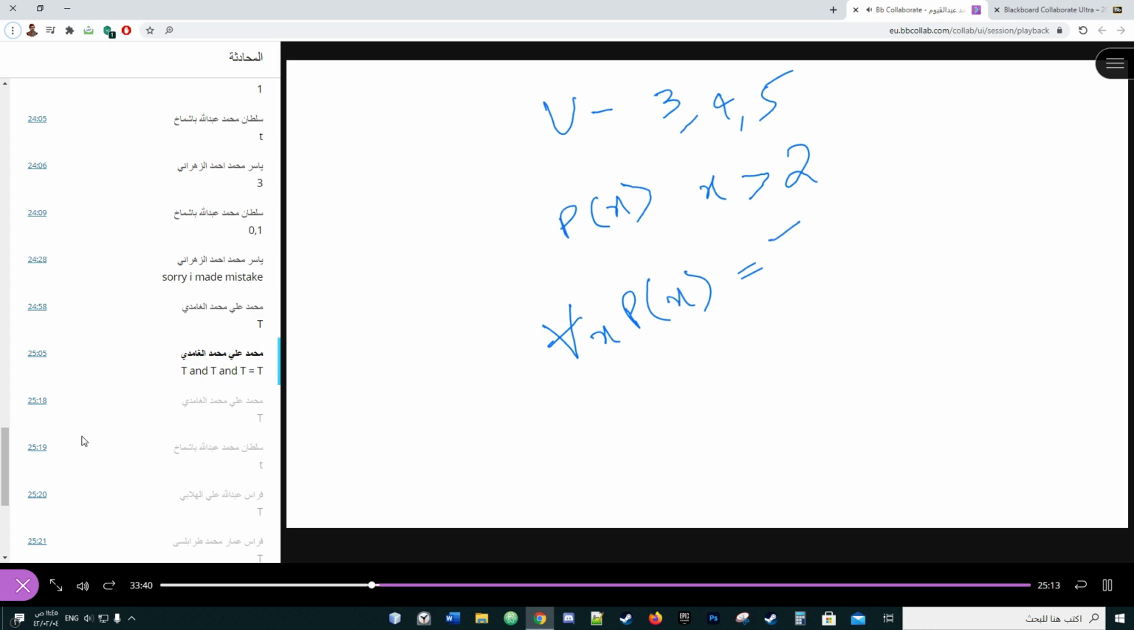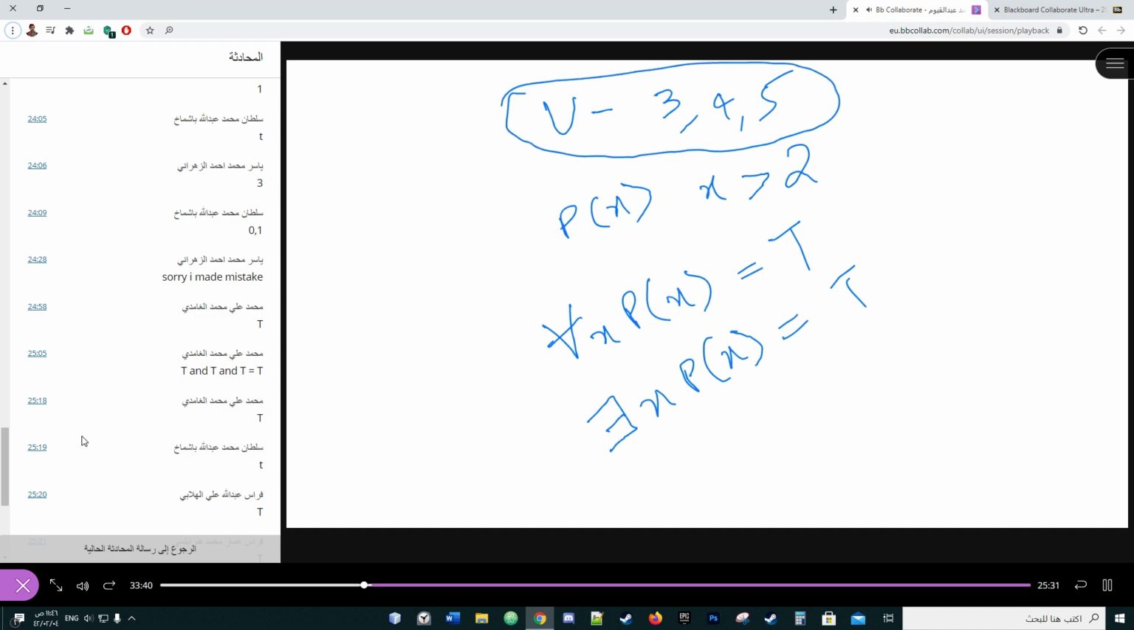What about this? Also true, because we need only 1. 3 is greater than 2. That's it. I stop. Okay, so do you understand? This is the domain. So if this domain changes, my value changes. Okay, for example, let me change the domain.